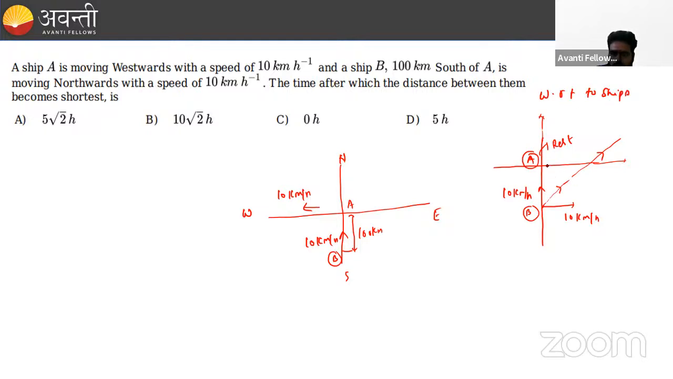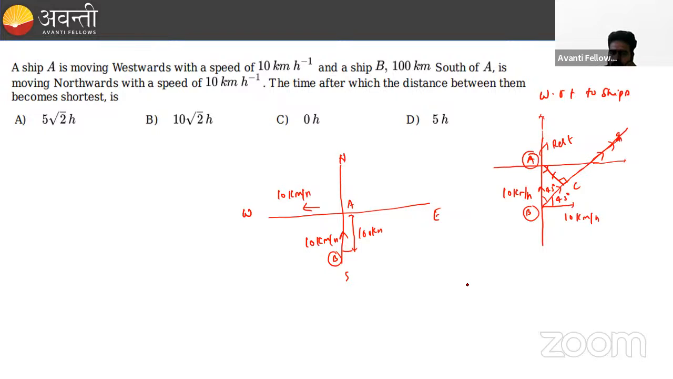So we know that this angle is 90 and both vectors have the same magnitude, so this angle is 45, and this angle is again 45. What is the meaning of shortest distance? That is the minimum distance. If ship B is moving in this direction, this is the motion of ship B observed by ship A. If we drop a perpendicular, this is the shortest distance, AC.